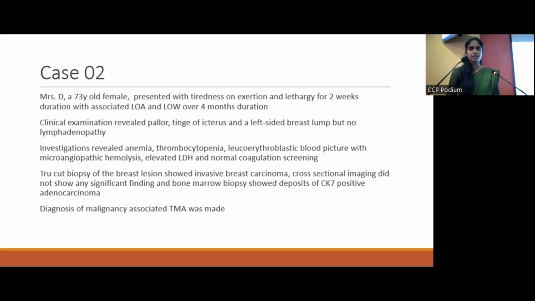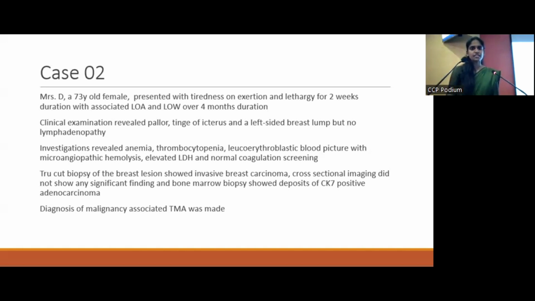Investigations revealed anemia, thrombocytopenia, and the blood picture showed a leukoerythroblastic picture with microangiopathic hemolysis, elevated LDH, but normal coagulation screening. Trucut biopsy of the breast lesion showed invasive breast carcinoma. CT chest, abdomen, pelvis didn't show any significant metastatic deposits. Bone marrow biopsy showed deposits of CK7 positive adenocarcinoma. A diagnosis of breast malignancy associated TMA was made.